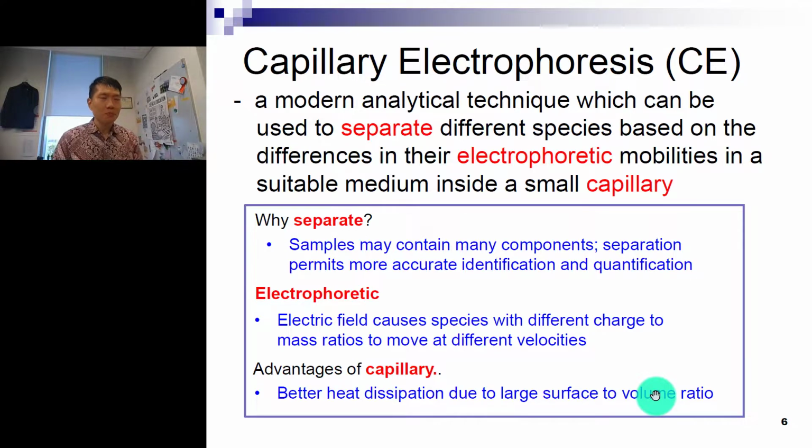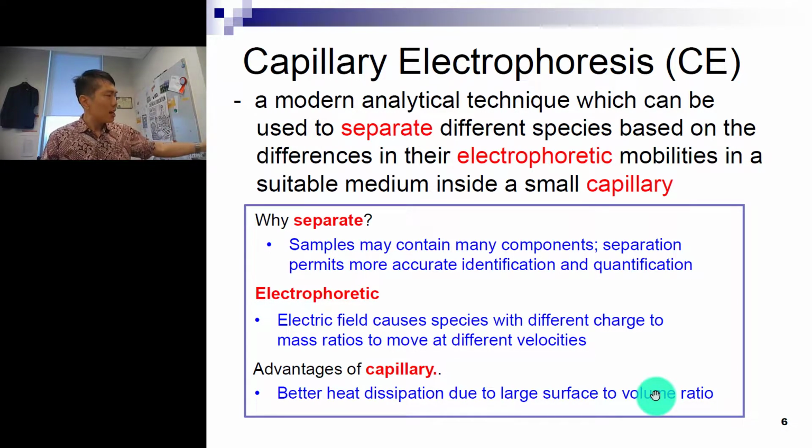Suppose you have a very thick column. Let's just say I give you this. This is not a capillary. You see the cross section here, it's very large, which means that if the heat is in the middle here, it's very hard for it to dissipate because it takes a longer time to diffuse and pass through to the outer side.